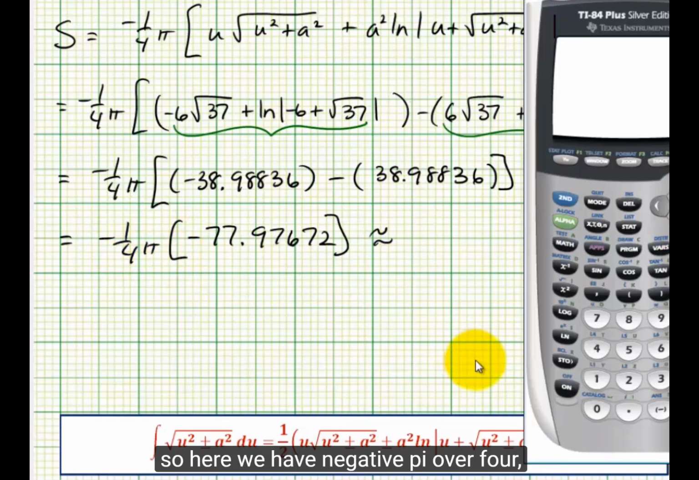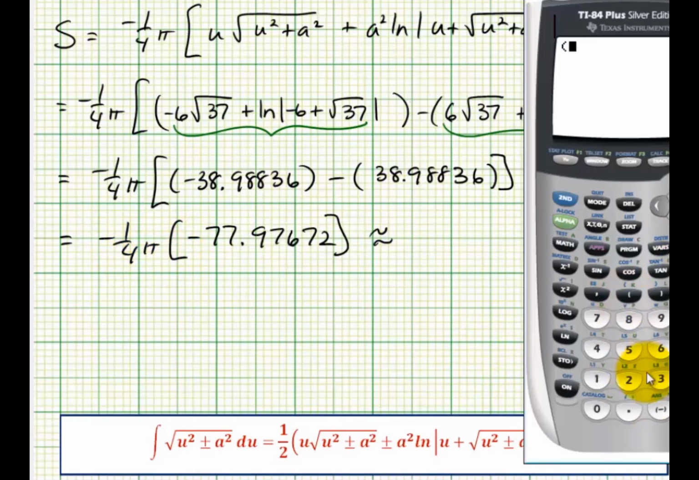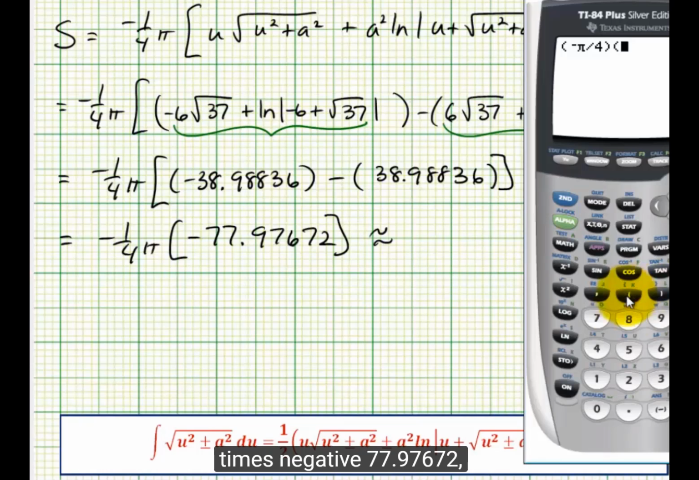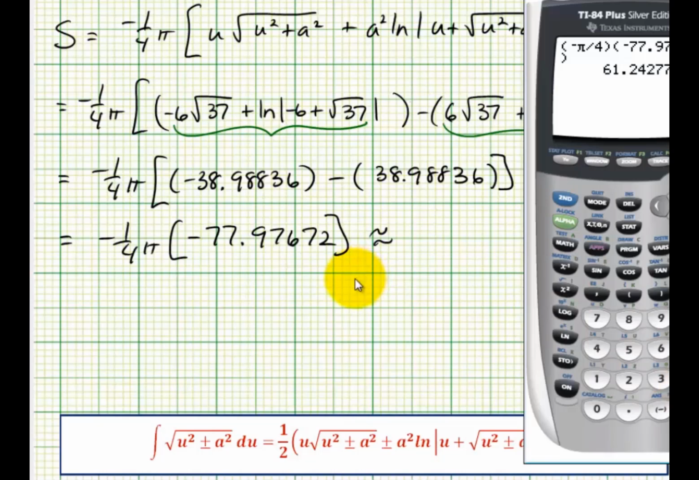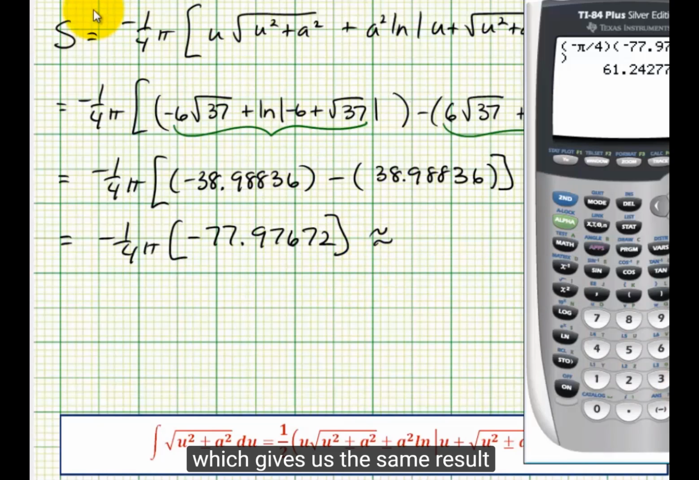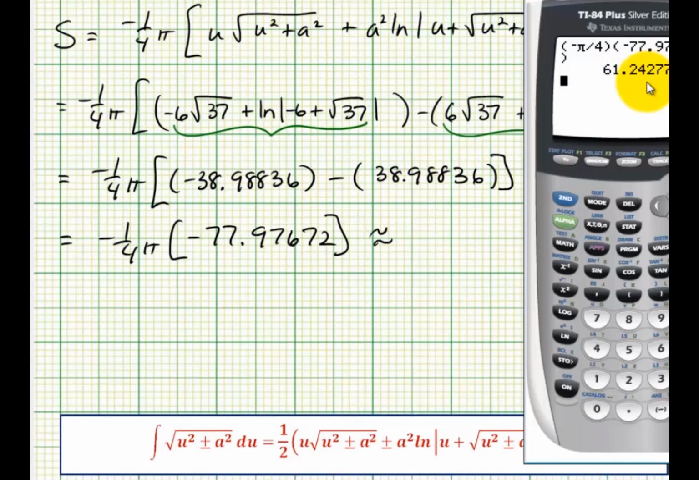So here we have -pi/4 times -77.97672, which gives us the same result of approximately 61.2428.